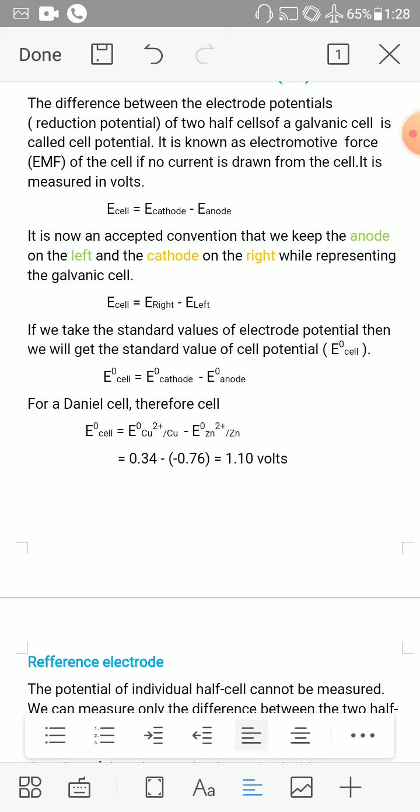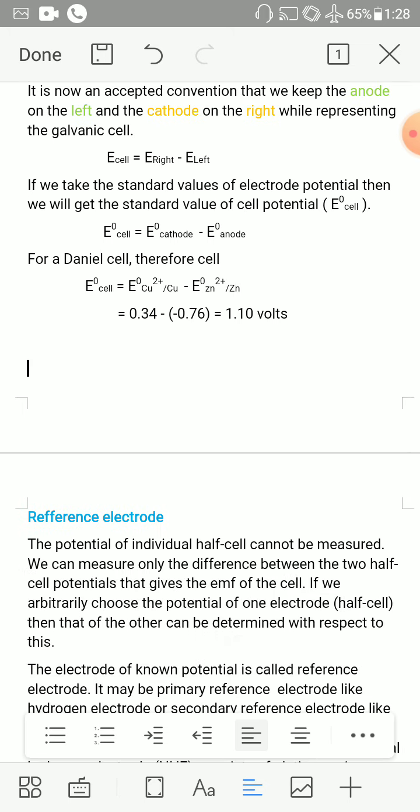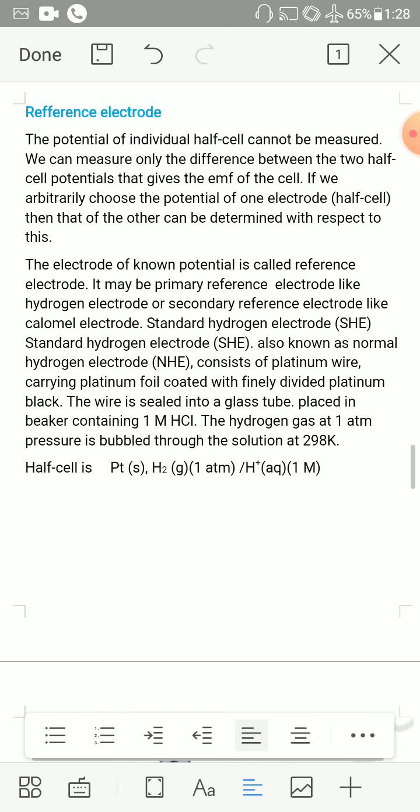Okay, here both the electrode potentials are in terms of reduction potential. So E cell becomes 0.34 minus (minus 0.76), that is 1.10 volt.